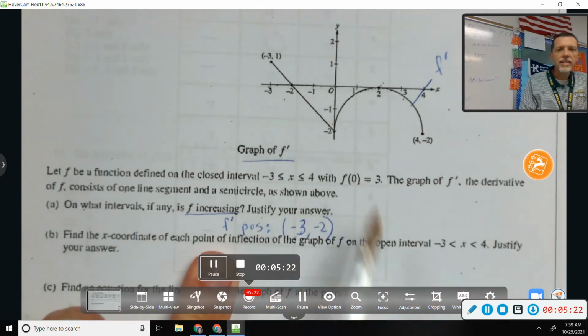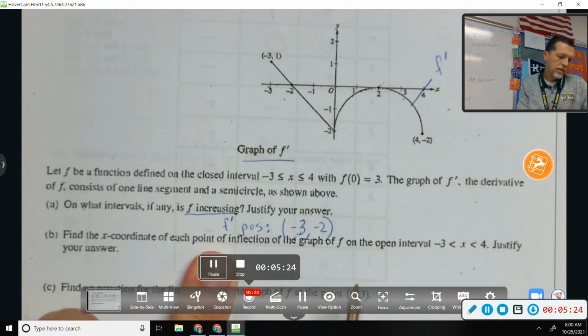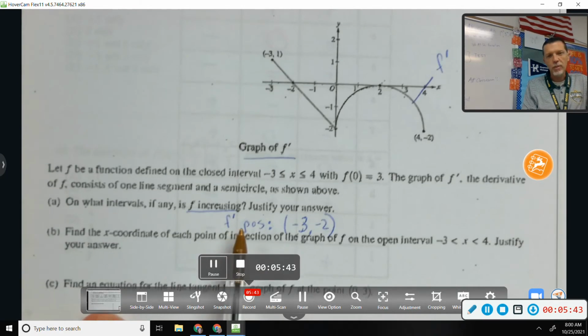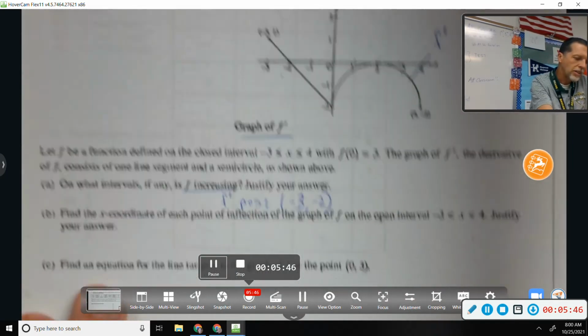And that's it. It's negative after there. And again, when AP says justify your answer, that's what it's looking for. It doesn't mean, write me a paragraph explaining the history of derivatives. It means, how do you know that f is increasing? Well, you know when f prime is positive. So say what you need to say, but say it briefly. You don't need to spell it all out.